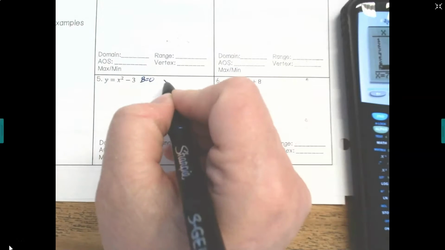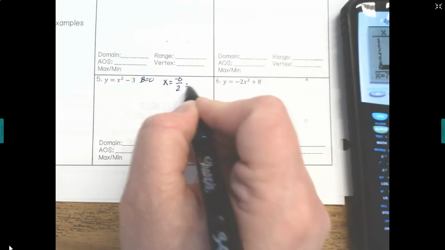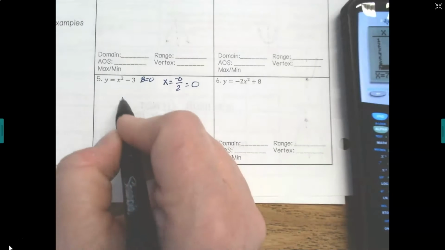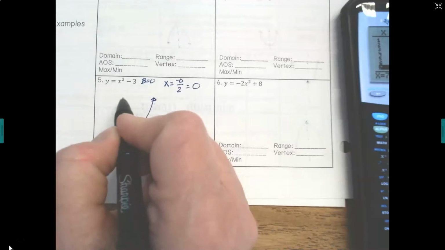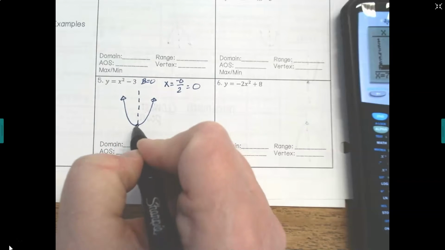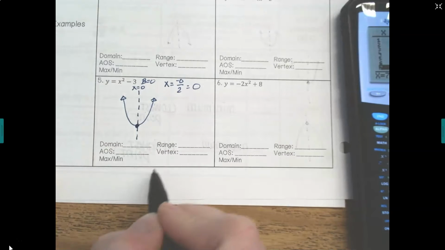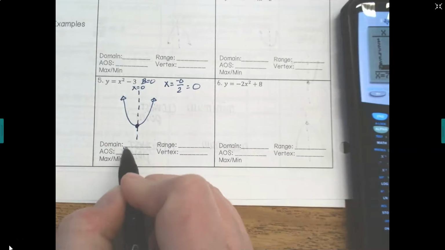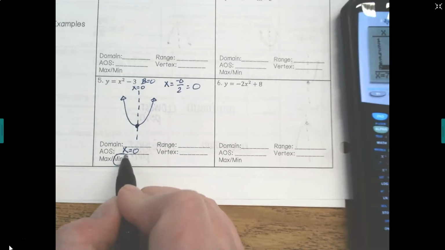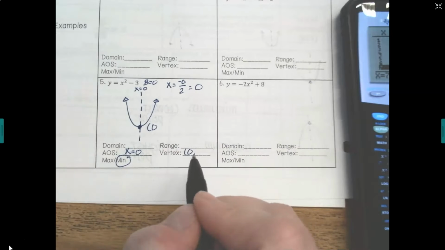So to find our axis of symmetry, I have negative 0 divided by 2, which is just 0. The a value here is positive, so my graph will open up. We know the axis of symmetry will go right through the center of it, and that will be at x equals 0. So that's our axis of symmetry. Our vertex is a minimum because it's on the bottom. We know the x value is 0 because that was our axis of symmetry.